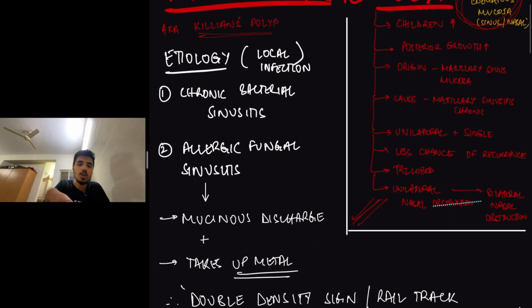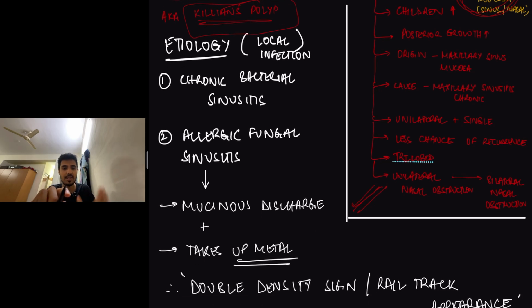Antrochoanal polyp is also known as Killian's polyp. Important. Bilateral ethmoidal polypi is known as sinonasal polyposis. Here it is known as Killian's polyp. Then, etiology. Generally, it is due to infectious causes. Antrochoanal polyp is due to infectious causes.